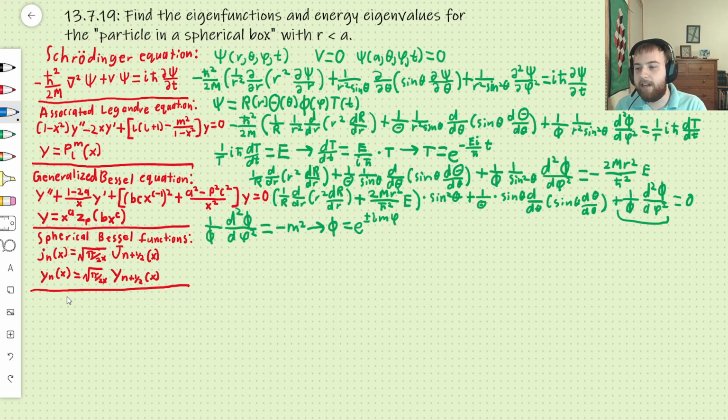Actually, what I'm going to do is write the parts that we have down here in blue so we don't forget them, and so that we can look back at them later. So t is equal to e to the negative i e over h bar t, and phi is equal to e to the plus or minus i m phi. Also, m has to be an integer. So now that we have this, we can substitute this back into our equation up here. But instead of substituting it into that one, I'm going to substitute it into this one.